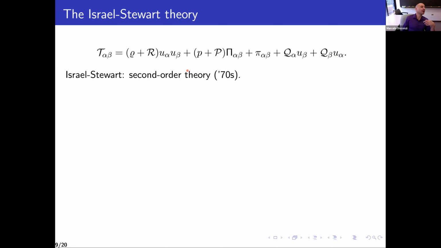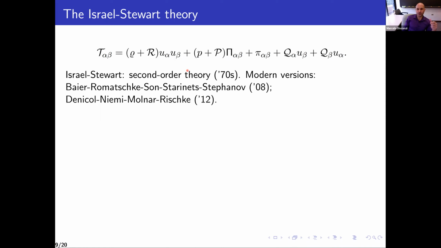It's actually based on a work of Miller from the 60s, which did something similar for classical fluids. So sometimes we call this theory Miller-Israel-Stewart. Although the modern versions that people actually use are slightly different and are due to different authors. Okay? But I'm just going to call all of them Israel-Stewart for simplicity.